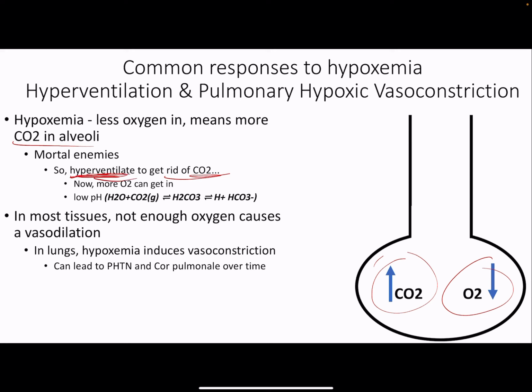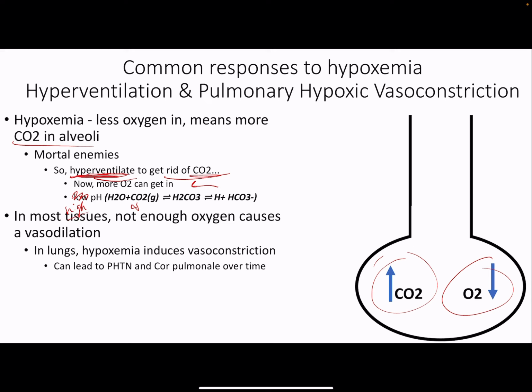Now that we get rid of more CO2, maybe we're also bringing more oxygen in at the same time, but there's also more room for the oxygen now that the CO2 is out of the picture. Hyperventilate to get rid of the CO2. So if this goes down, this should actually cause a higher pH, an alkalosis, due to the Le Chatelier shift once we get rid of the CO2.